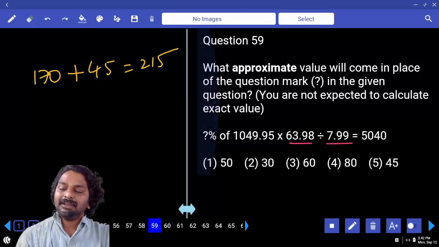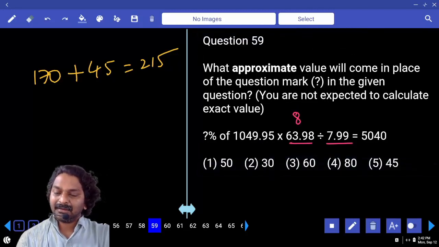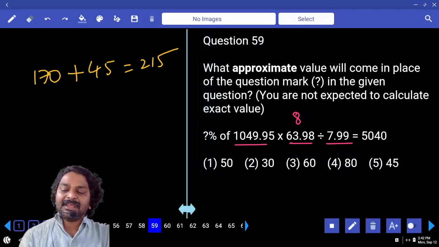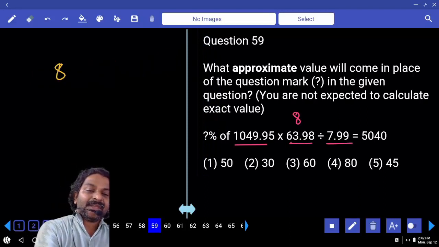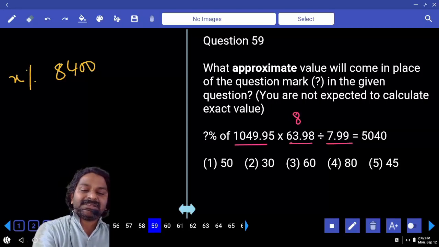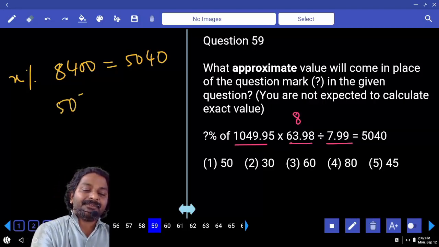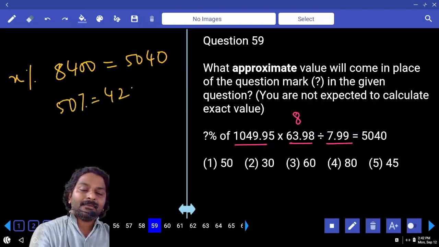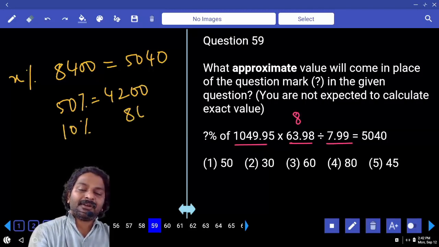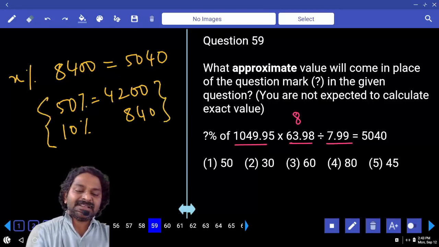64 divided by 8, which is 8 times only. 1050, 8 times, which is 8400 only. Out of this, what percentage value is equal to 5040? That's what we were asked. Yes. What is 50% of the denominator? 50% of the number. What is 10%? 840. If you add both the numbers, are we getting 5040? Then what percent is that?